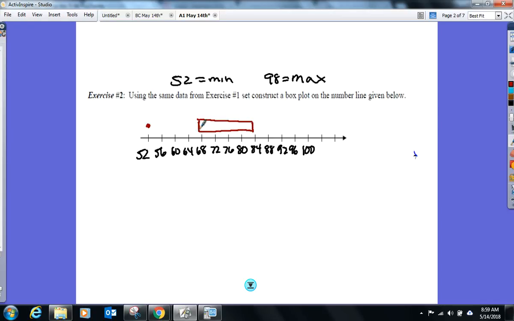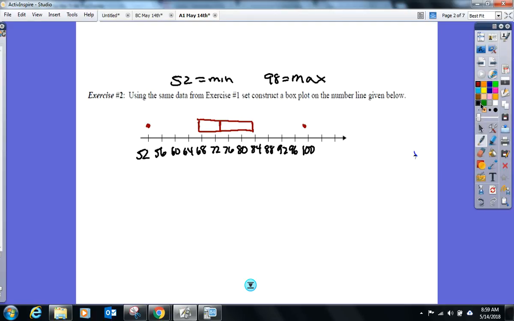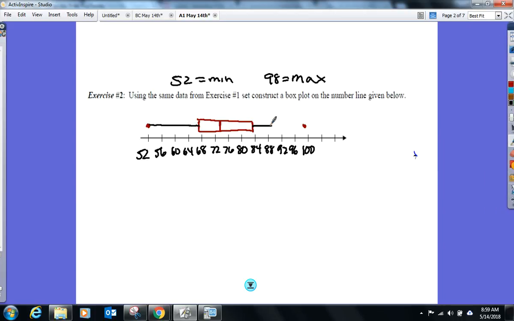That's awful. Inside the box goes your median, which was 73.5. Best you can do, 73.5. And then the other dot, which will go to your other whisker, will be 98. And I draw in the whiskers from there. Box and whisker, everybody.